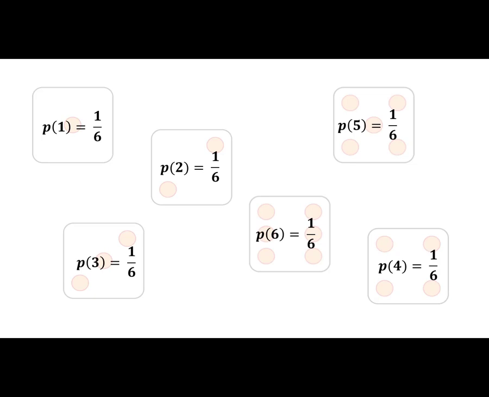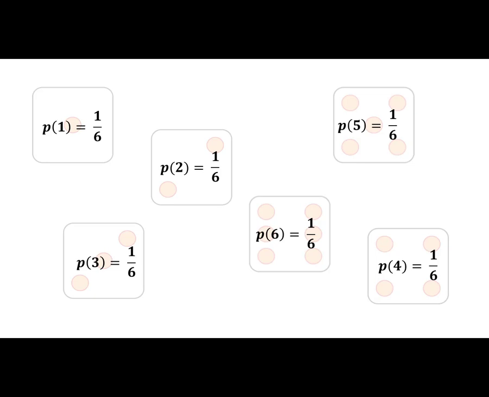What's important to understand here is that we accounted for every possible outcome that could occur when we roll a fair six-sided die, and that all of these probabilities add up to 1. 1/6 plus 1/6 plus 1/6 plus 1/6 plus 1/6 plus 1/6 equals 1. We can't have a probability of greater than 1, and we can't have a probability of less than 0. There's no such thing as a negative probability.